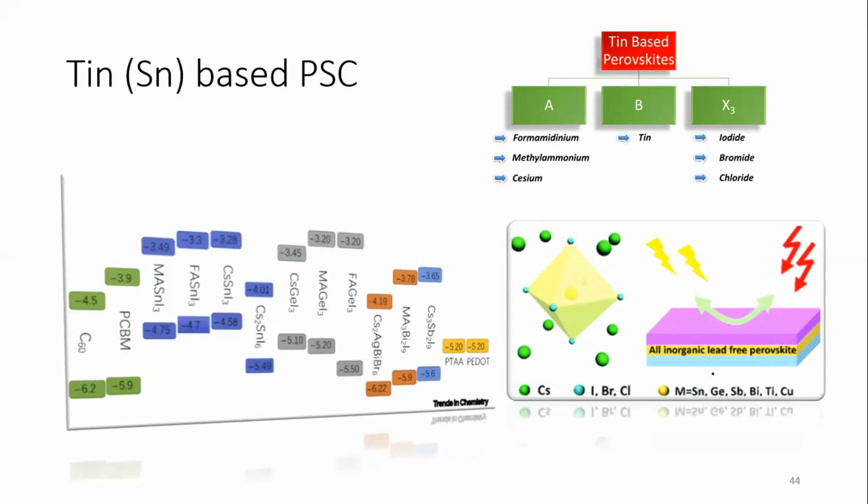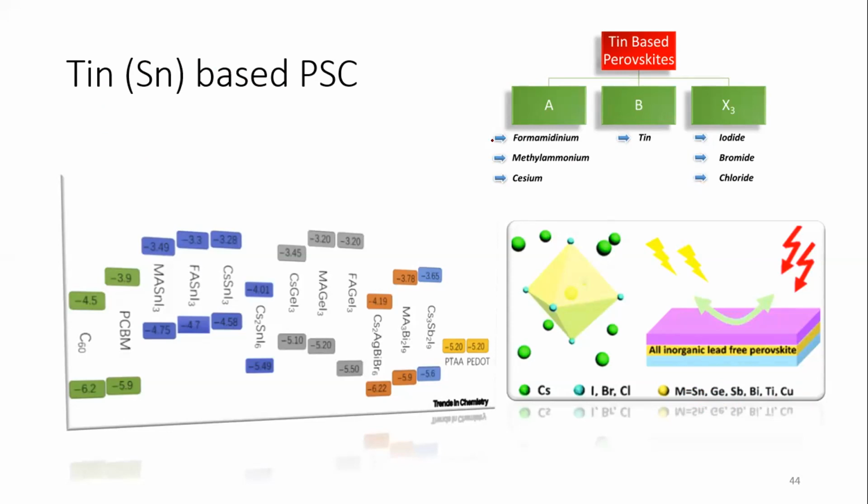In place of lead you can use different materials, but here we prefer to use tin because tin and lead have more or less the same ionic radius. So of course you will get more or less close to the same structure as lead-based perovskite.